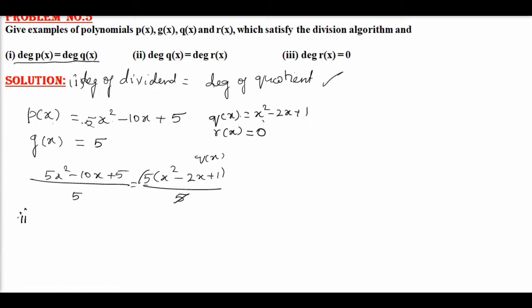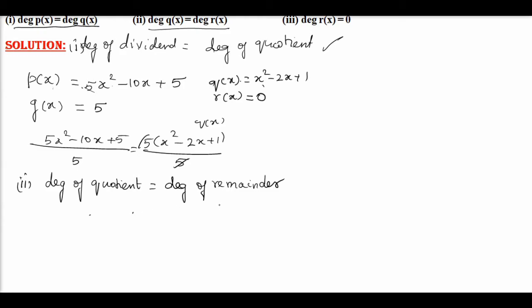Consider the second subdivision. The second subdivision is degree of q(x) equals degree of r(x), that is, degree of quotient equals degree of remainder. Degree of q(x) to be degree of r(x). For that, first let me consider the divisor g(x). Okay. Now, to write the simplest example, let me take this g(x) as a quadratic polynomial, x square minus 2x plus 1.